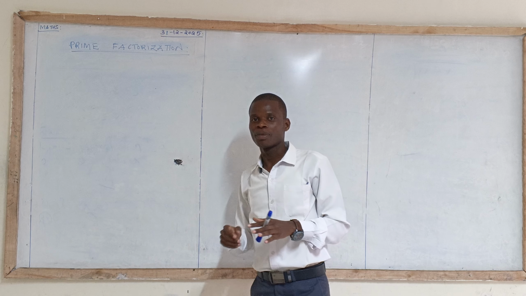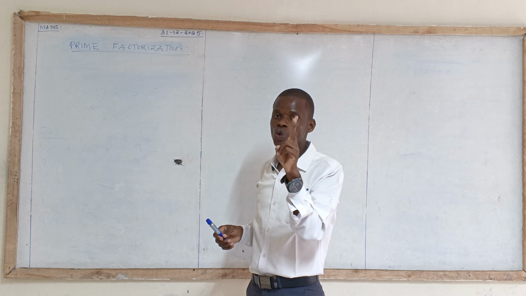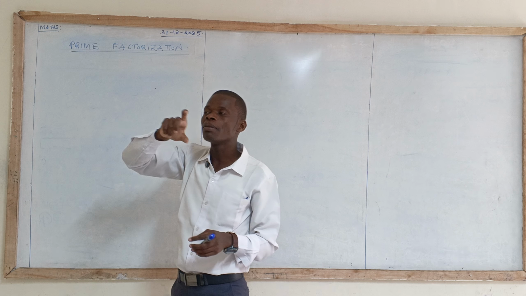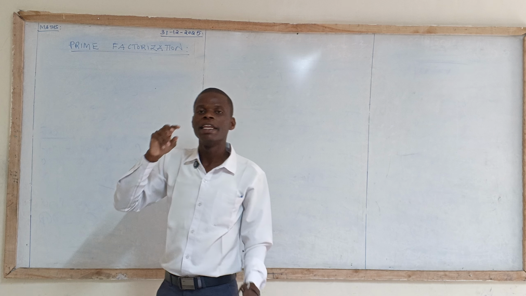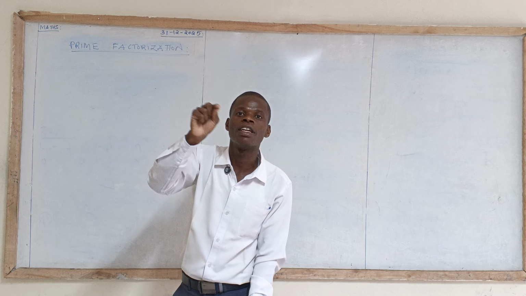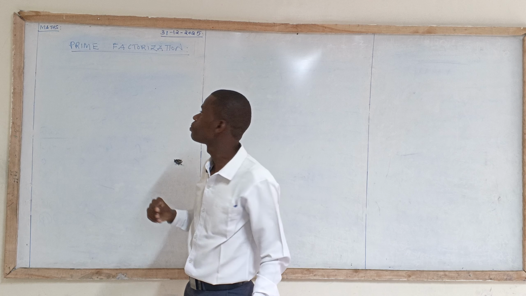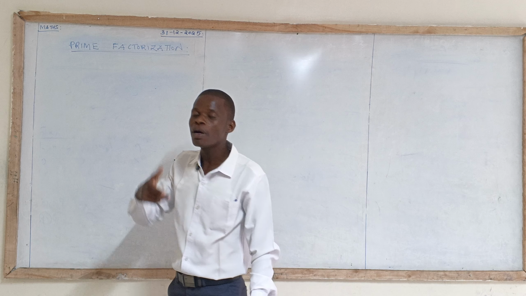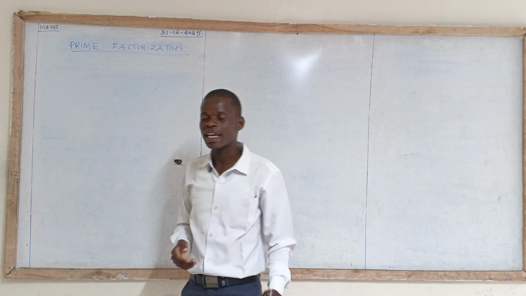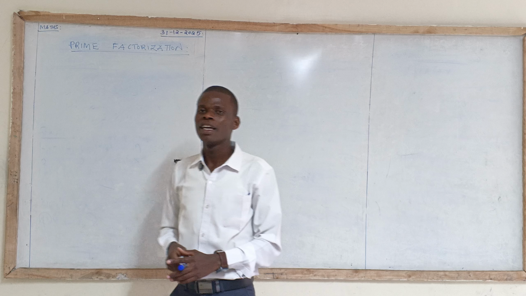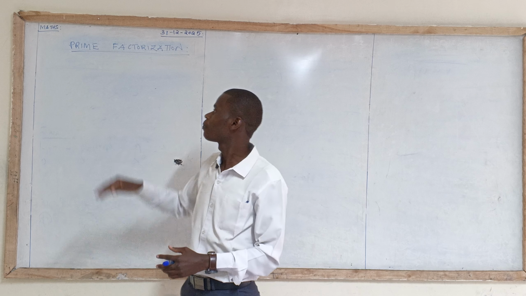Prime factorization. So prime factorization has two words here. One, prime. Prime comes from prime numbers, numbers with only two factors, one and the number itself. That's a prime number. Next, factorization. Factorization comes from factors. What are factors? Numbers that can divide other numbers. So what is prime factorization?